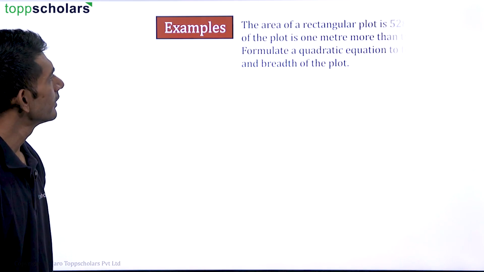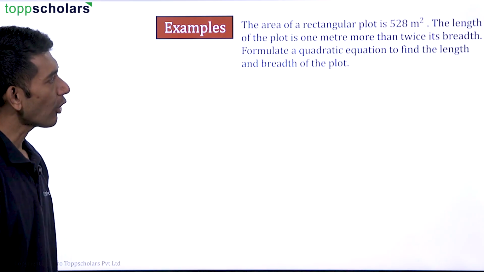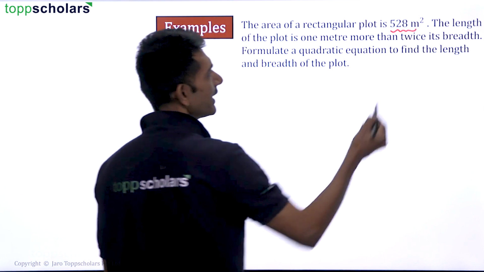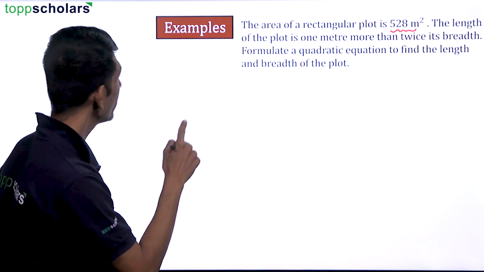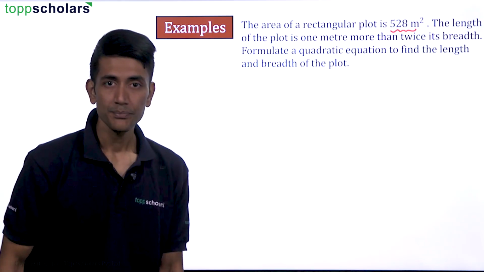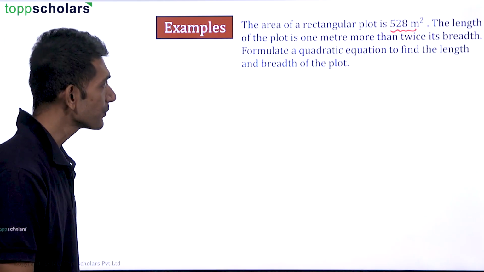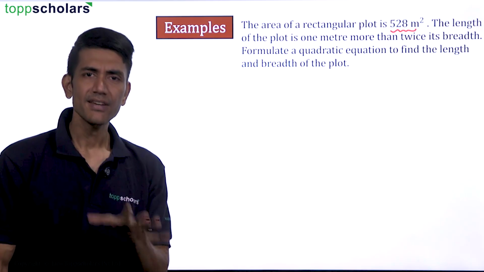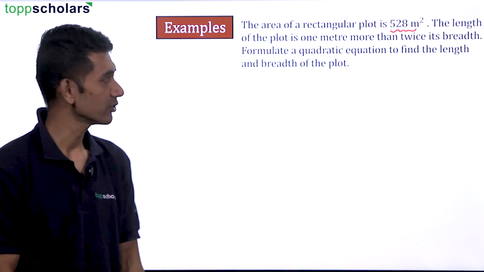Okay. So have a look at this. The area of a rectangular plot is 528 meters square. The area is how much? 528 meters square. The length of the plot is 1 meter more than twice its breadth. Formulate a quadratic equation to find the length and breadth of the plot. Basically, we are just supposed to formulate the quadratic equation. We are not supposed to solve the quadratic equation here.